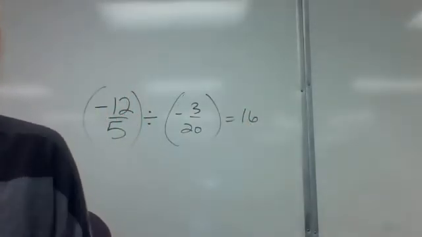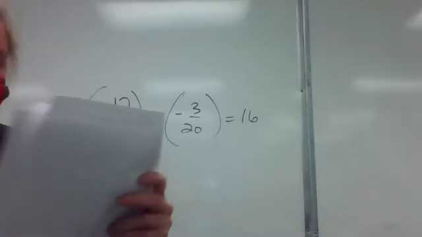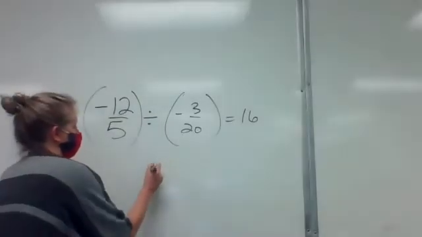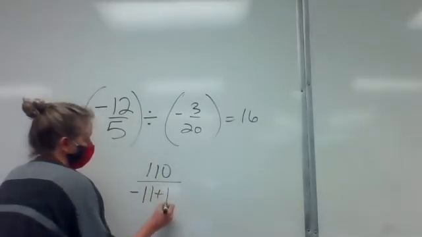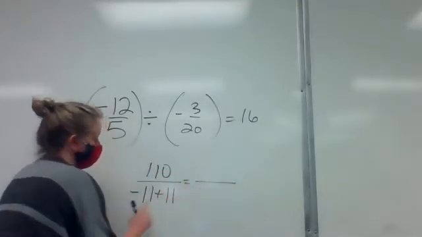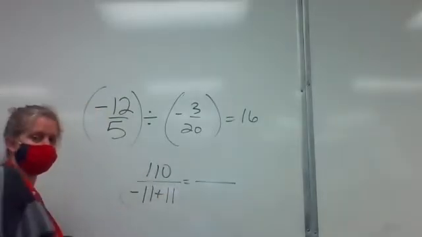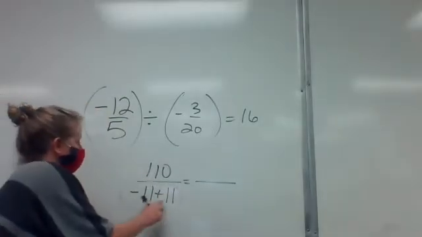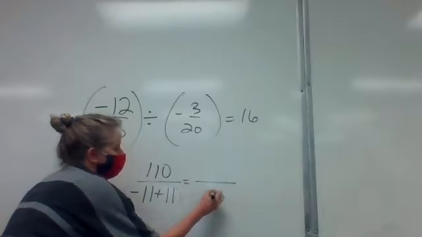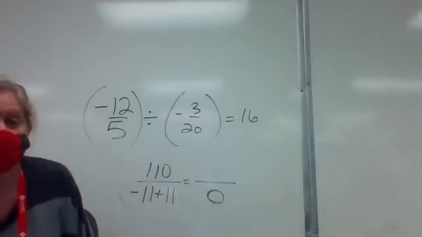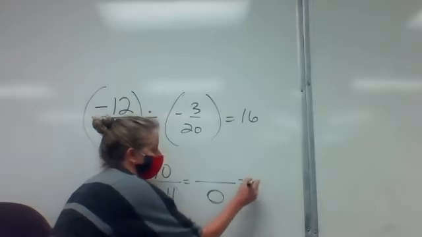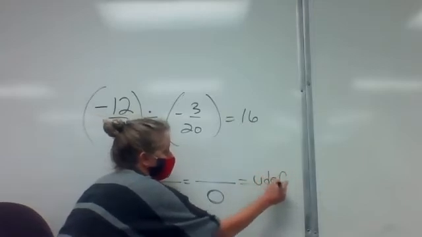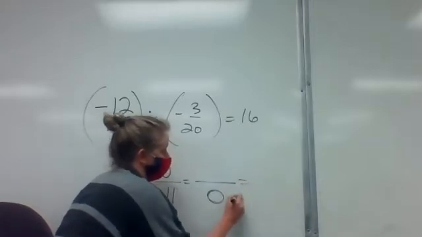All right, number 12 says divide if possible, but look what it gives you. It gives you a problem like this. It says 110 over negative 11 plus 11. Well, what is this? What do you get if you put those two numbers together? What is negative 11 plus 11? It is 0. So it doesn't even really matter what this top number is, because remember what happens if 0 is in the denominator, it is undefined.